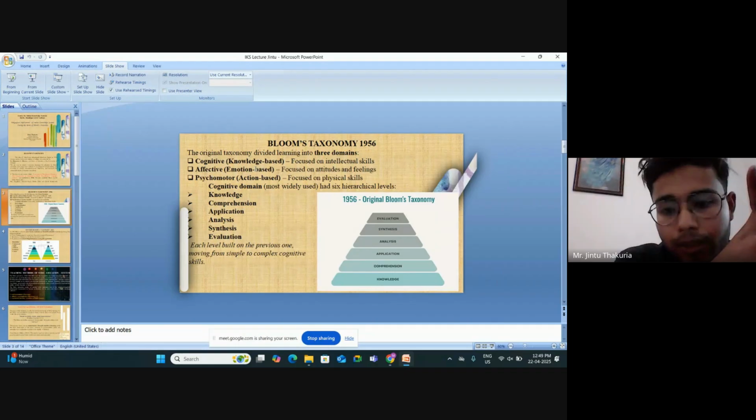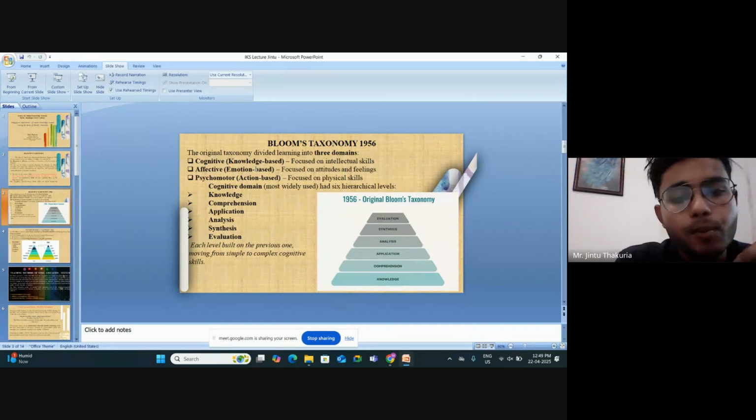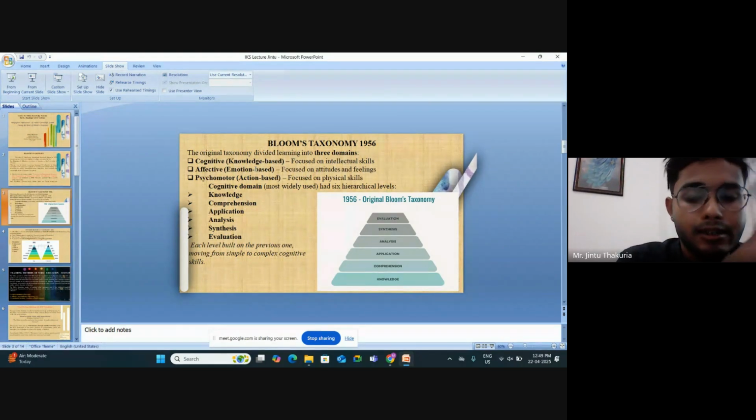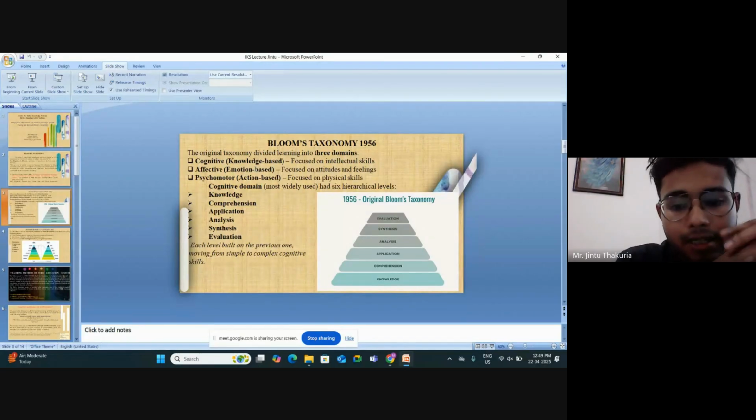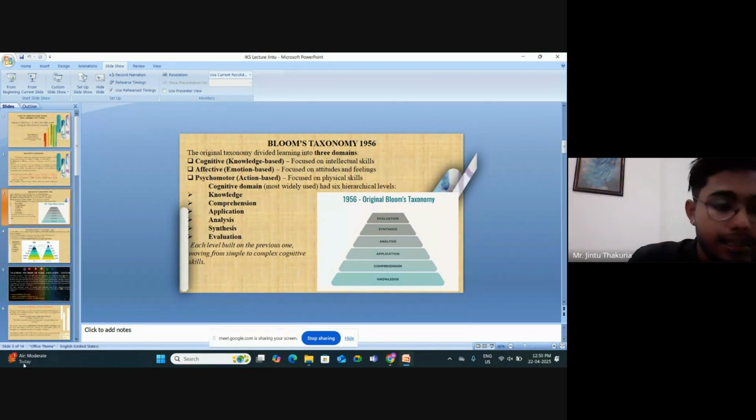According to Bloom, the first goal of the teaching learning process is the acquisition of knowledge, which is actually receiving the information and reproducing it. Then comprehension, which is the second stage. After acquiring the information, we have to comprehend it. Then application, that is apply, then analysis, then synthesis, and then evaluation. Each of these levels is built on the previous one, moving from simple to complex cognitive skills.